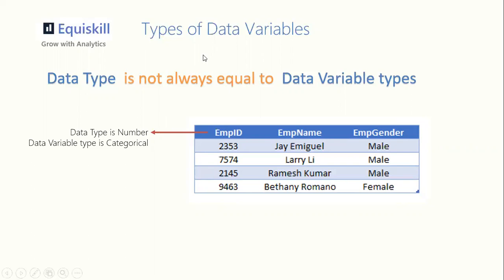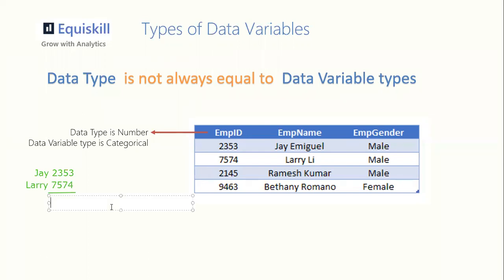Only then we consider those numbers a numerical data variable. For example, J's employee ID is 2353, and we also notice that Larry's employee ID is 7574. The question is that these employee IDs look like numbers, and if I were to add these employee IDs, would there be any sense in doing that? What I mean to say is, would there be any sense in adding the employee IDs for J and Larry?